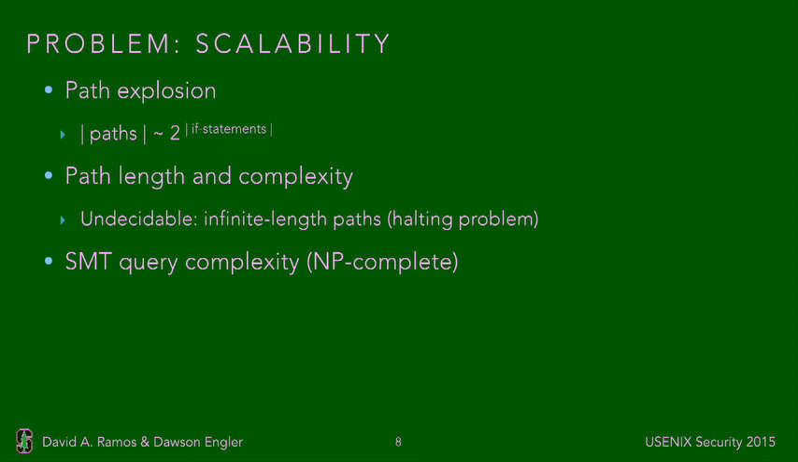So the main problem with symbolic execution is scalability. It suffers from the well-known path explosion problem, since the number of distinct execution paths through a program is roughly exponential in the number of if statements. We also have issues where individual execution paths may be very long and complex, or even infinite, in which case we run right into the halting problem. And finally, symbolic execution tools use SMT solvers for a lot of their logic. These queries are very expensive, and so a significant percentage of execution time for one of these tools is typically spent waiting for these queries to be solved.